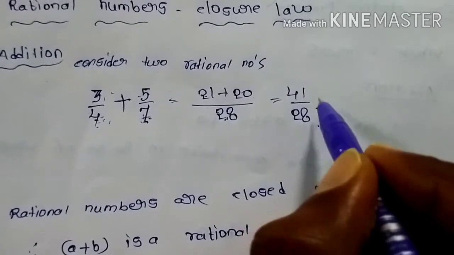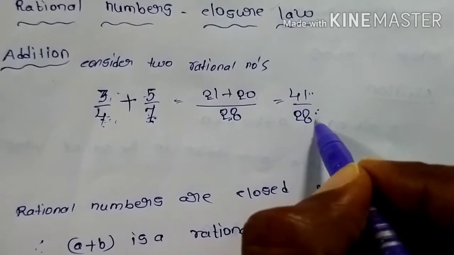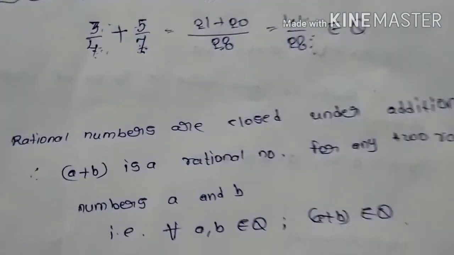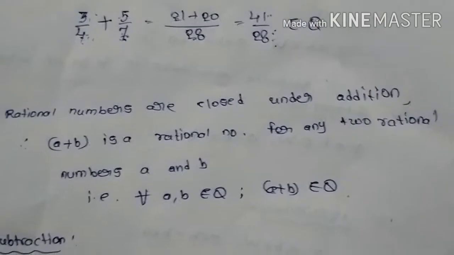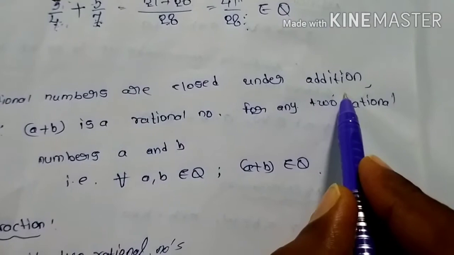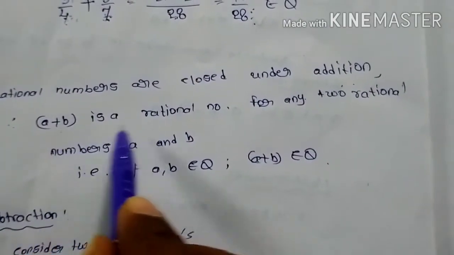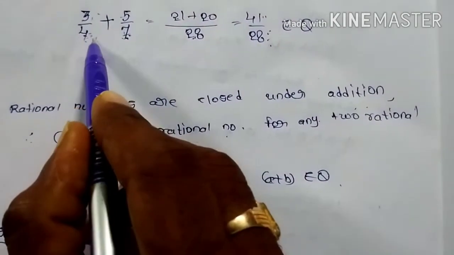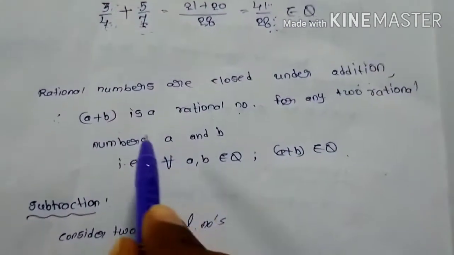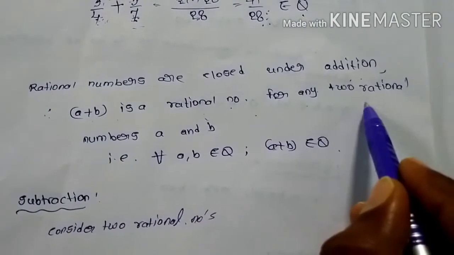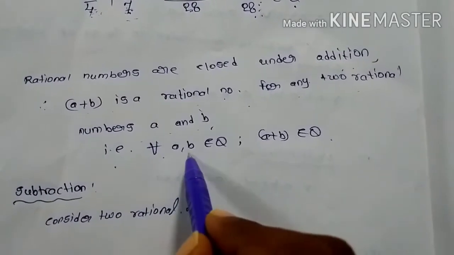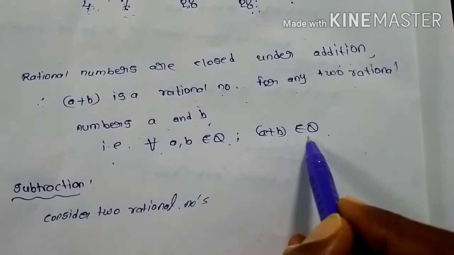Is it a rational number or not? Both 41 and 28 are integers, so it also belongs to Q. So rational numbers are closed under addition. Why? Because closed under addition means a plus b is a rational number. That means the addition of two rational numbers is a rational number. So a plus b is a rational number for any two rational numbers a and b. We can say simply, for all a, b belongs to Q, a plus b belongs to Q.